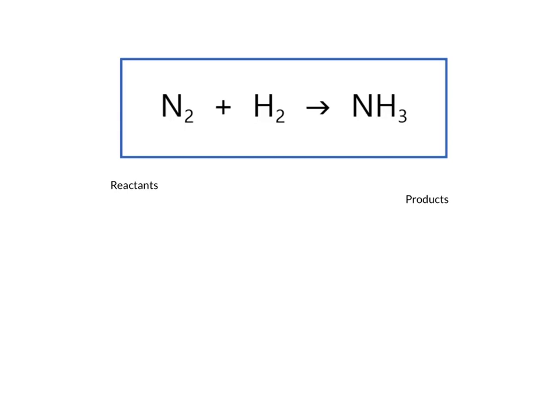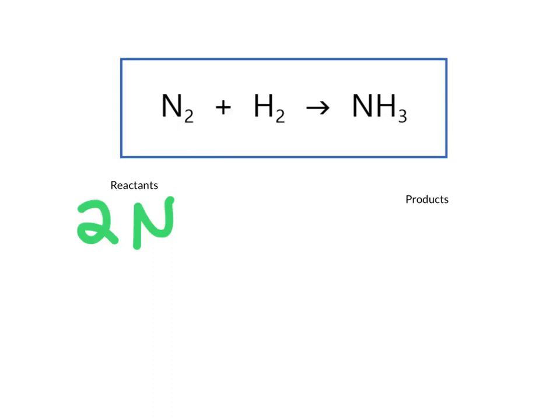However, this equation is not balanced. We can see that we do not have the same amount of nitrogen on both sides and the same amount of hydrogen on both sides. On our left side, the reactant side, we can see that we have 2 nitrogen atoms. We know that it is 2 because 1 is always invisible, times 2 equals 2. So we have 2 nitrogens.